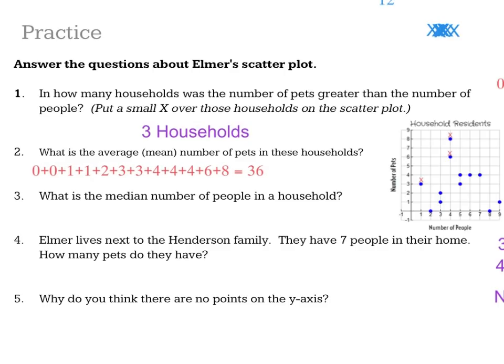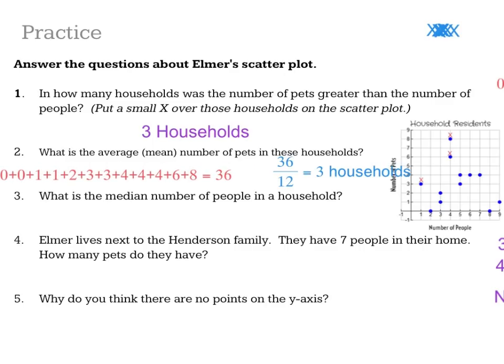And then I'm going to divide by the number of households. We know the number of households because we counted it when we figured out the basic information about this, and it was 12. So I'm going to divide 36 by 12. And when I do that, I end up with 3. So 3 pets per household is the mean.